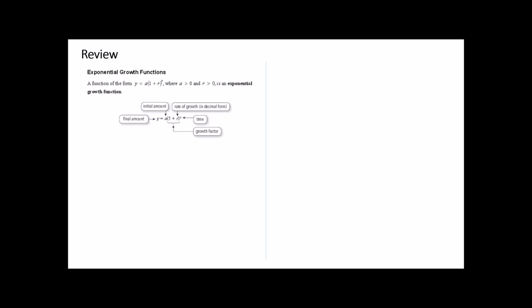Just in the way of review, you'll remember in our last video in the series, we talked about the exponential growth function and how the exponential growth function says that we start with a certain amount and we have 100% of that amount plus some rate of growth over a period of time, and that gives us our new amount. So for example, we would look at something like this.